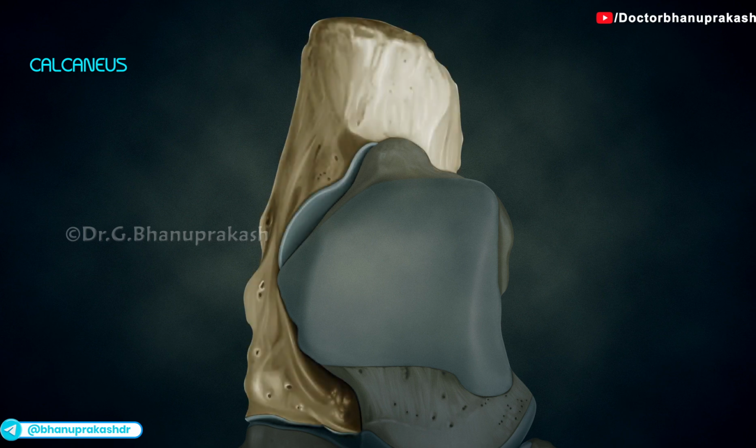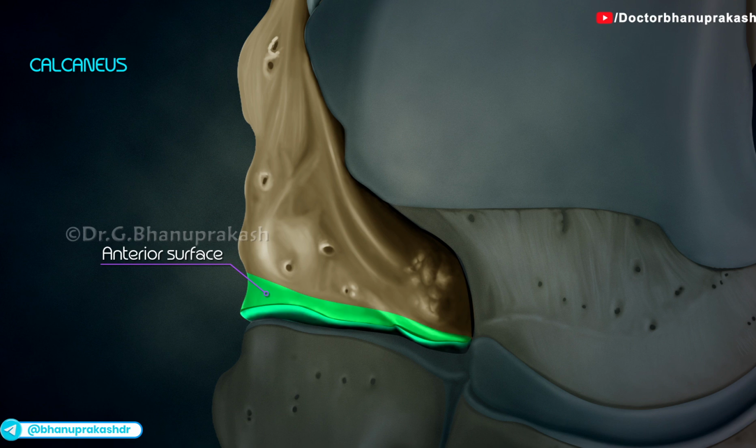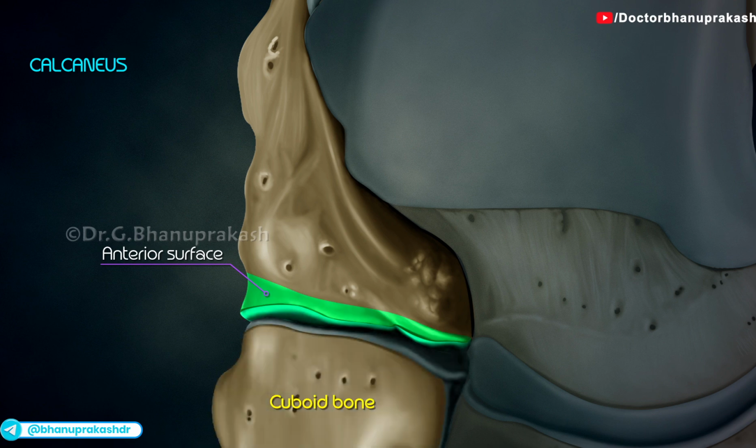Calcaneus. The calcaneus is an irregularly cuboid tarsal bone which takes part in transmission of the body weight. It is the largest and strongest tarsal bone. It is a short bone. It presents with 6 surfaces. The anterior surface is small and articulates with the cuboid bone.